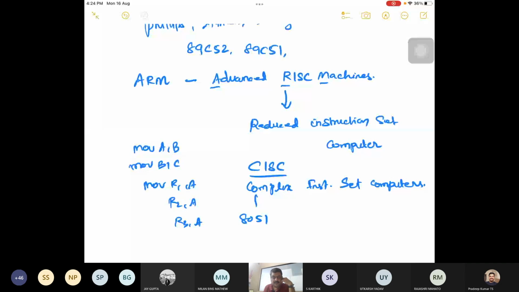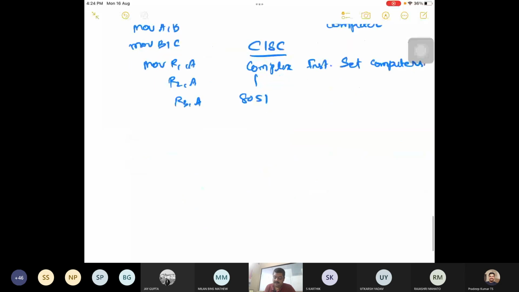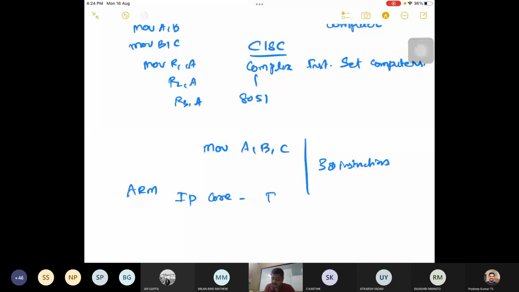So that's why ARM came. What ARM did is reduce the instruction set. Reduced instruction set means it will have something like MOV A,B,C, something like that. Totally only 30 instructions. Reduced instruction set computer, that's how ARM brought it. So ARM is an IP core. IP core means intellectual property core.